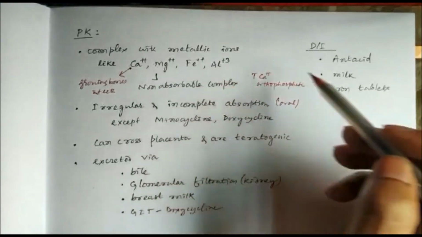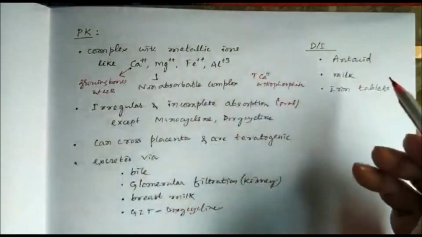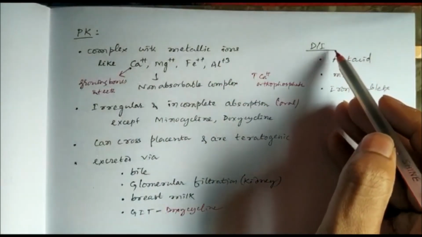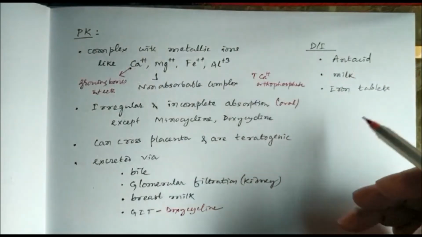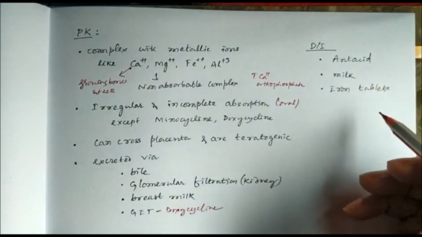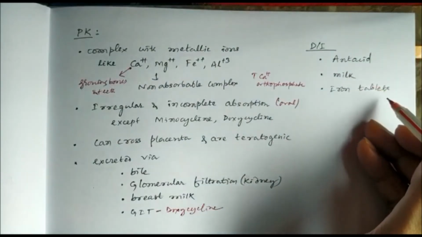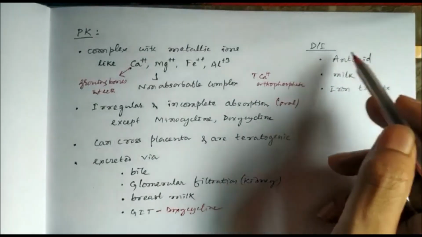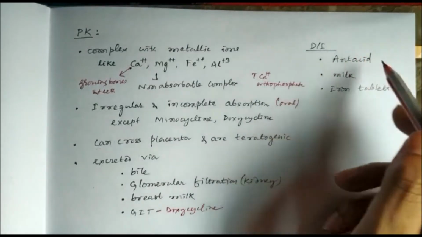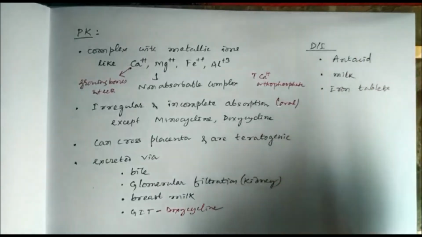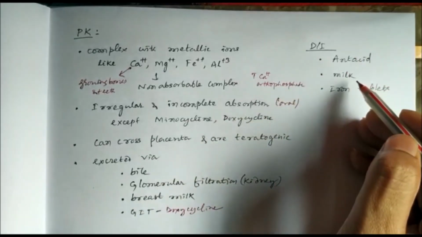Since it forms complexes with these metallic ions, tetracycline should be contraindicated with antacids, milk, iron preparations. Because of this drug interaction, the non-absorbable complex, they are contraindicated. So tetracycline should not be used along with milk.